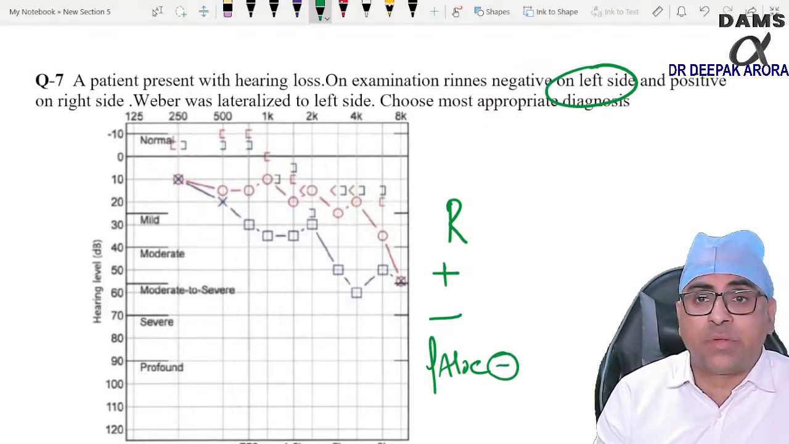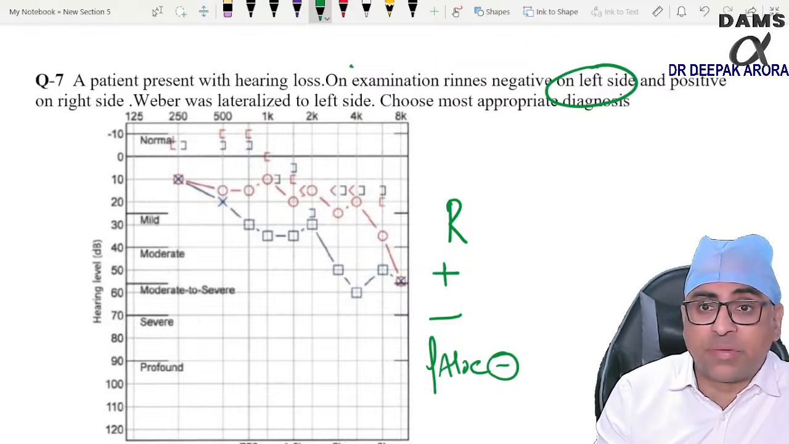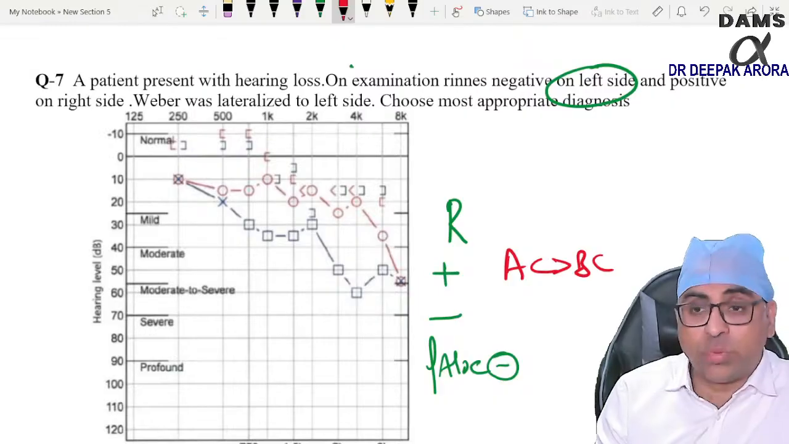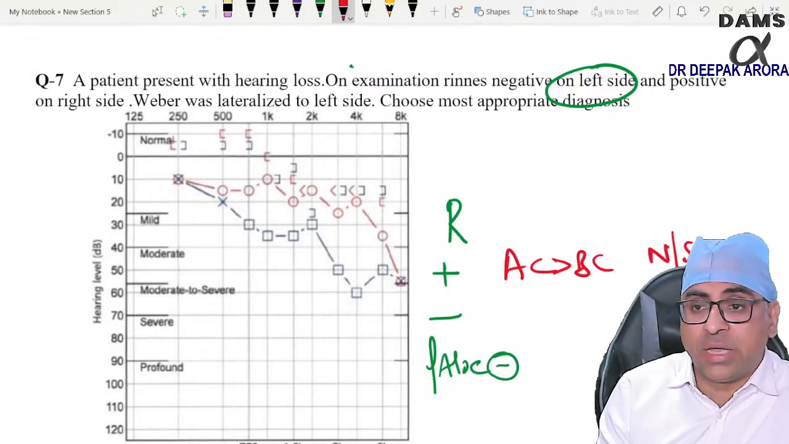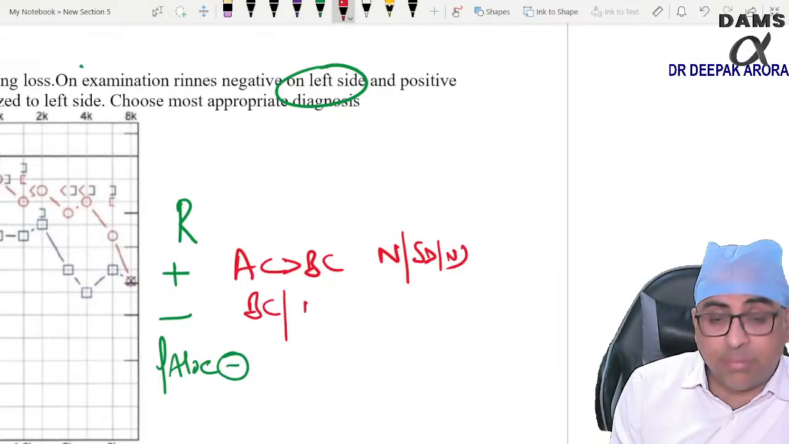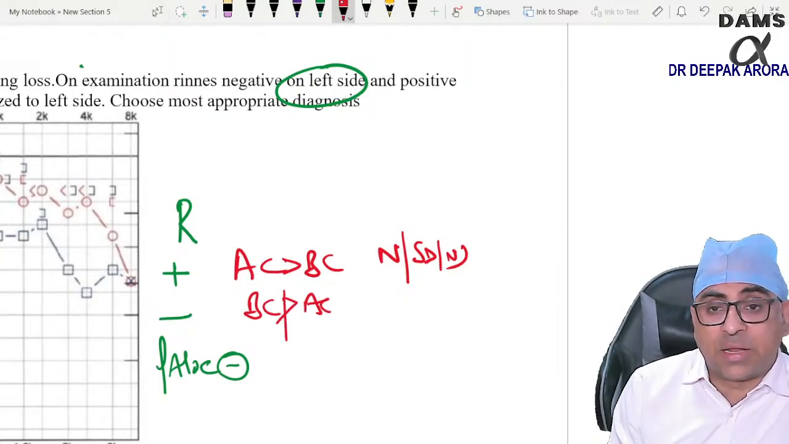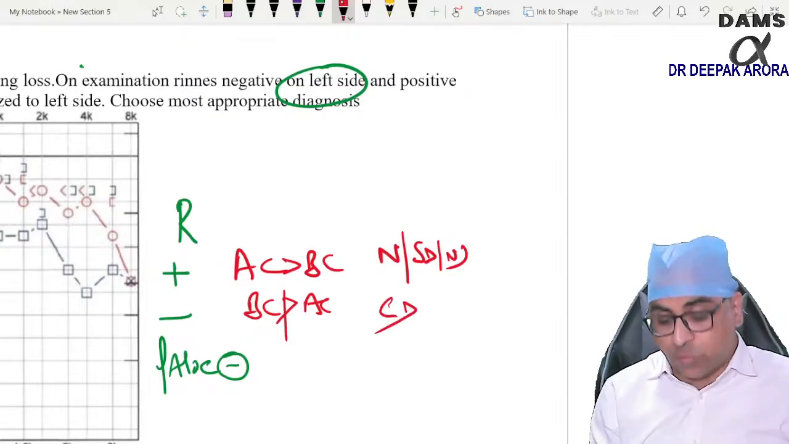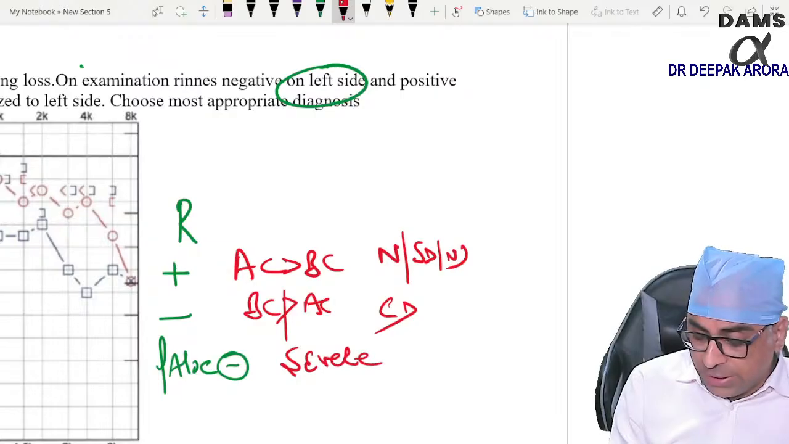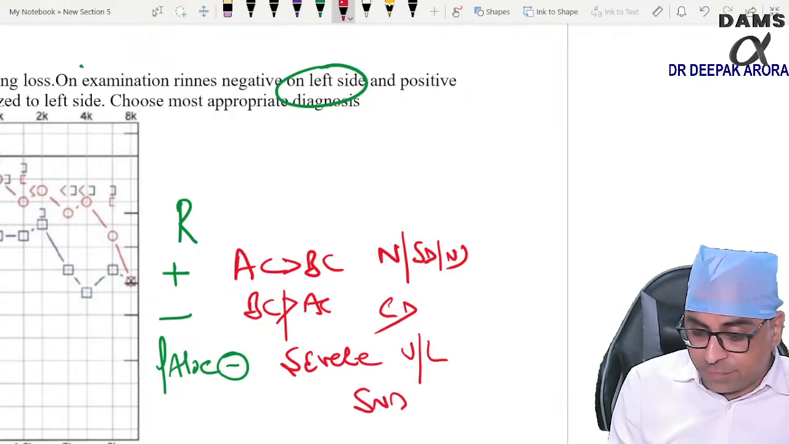3 types of Rinne. Rinne positive means air conduction better than bone conduction. AC better than BC. Normal, sensorineural. Rinne negative means BC better than AC, which is conductive deafness. False negative, lack of masking in severe unilateral sensorineural deafness. Is it clear?